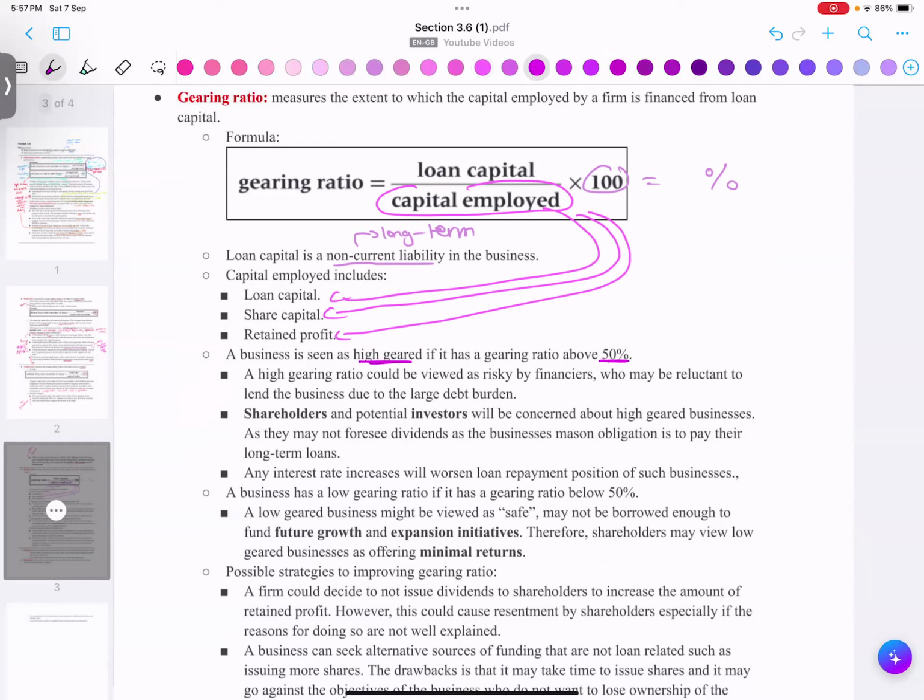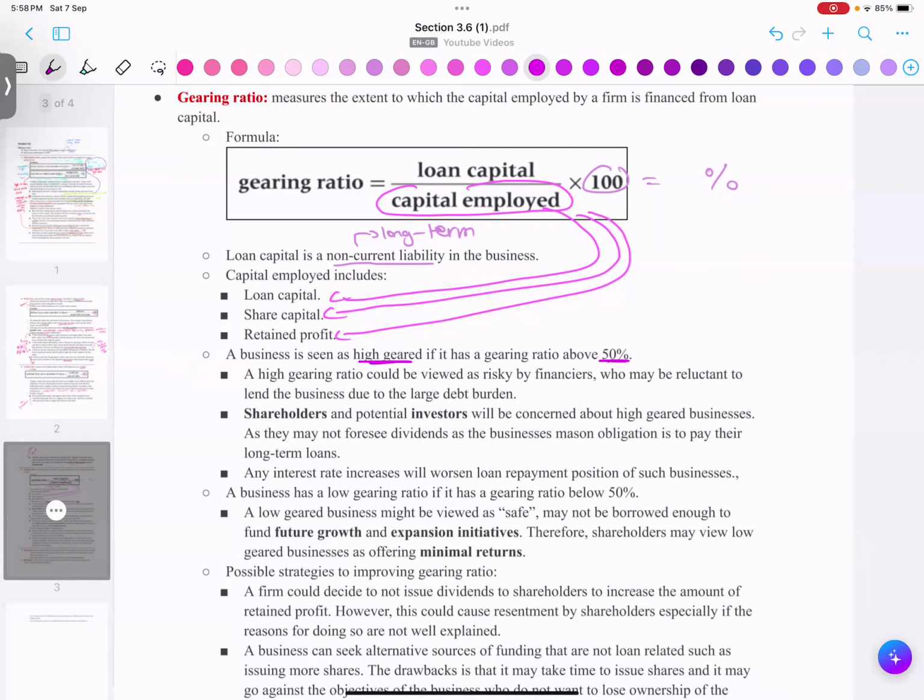It's above 50%. A high gearing ratio could be viewed as risky by financiers who may be reluctant to lend the business due to the large debt burden. Basically, when they have long-term liabilities like long-term loans, because all of these are sort of loans, they're going to seem like, okay, they have this really high gearing ratio. That means that the firm has a lot of loans. That means it might not be financially sound. That means that it has so much to pay for that we just don't want to invest in it because it seems risky.